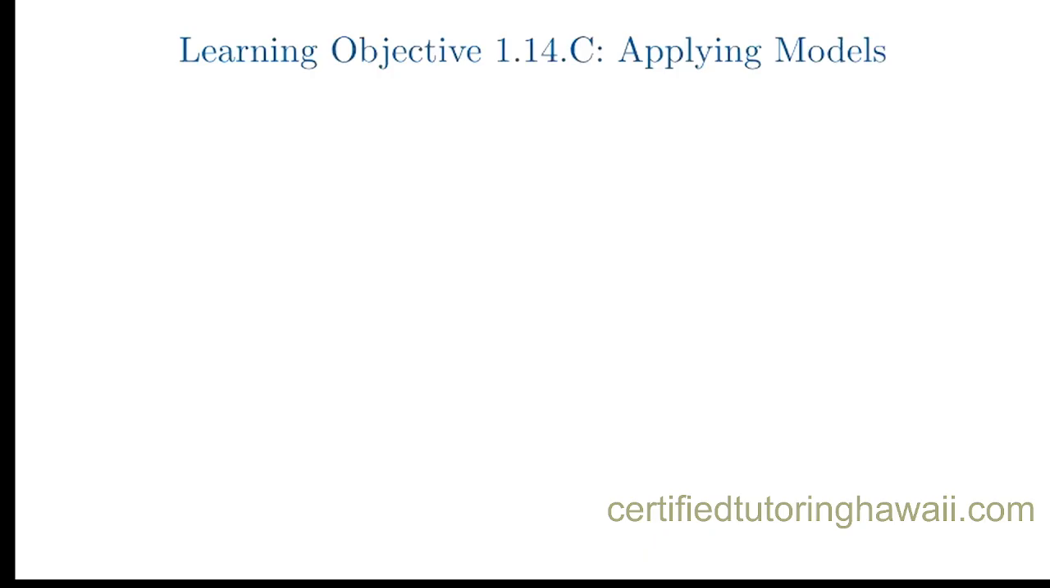We have constructed these models, but what's the point? This brings us to our final objective, 1.14.C. Applying models. The whole goal is to use these functions to answer questions, make predictions, and understand how things change in a given context. We can use our model to predict values. For example, for the box problem, we could ask, if the side length x is 5 centimeters, what is the surface area? We would plug 5 into our surface area model.